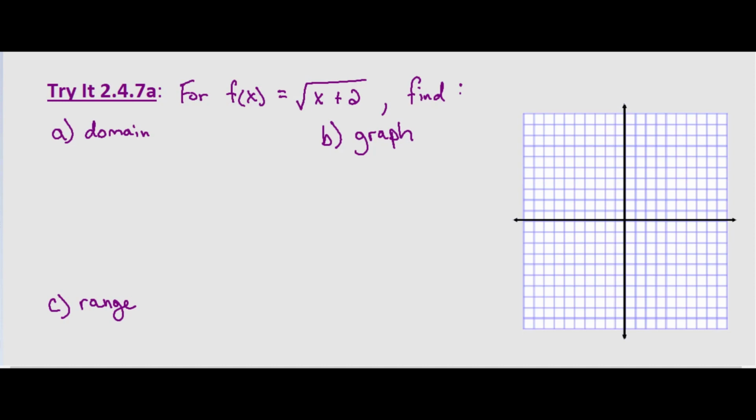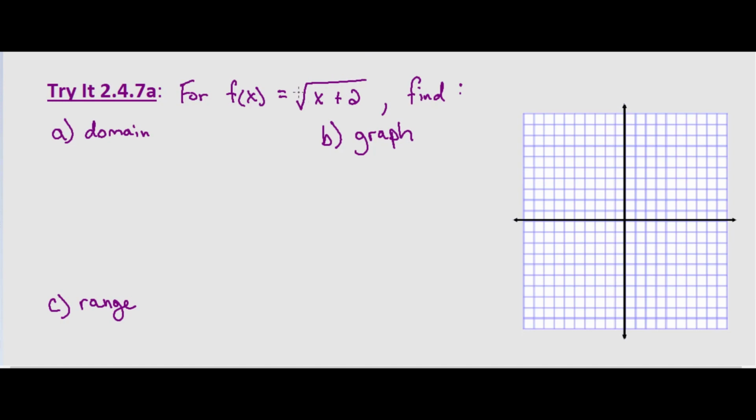In this try it exercise, we're given a radical function, and we're asked to find the domain, to graph it, and then based on the graph to give its range. We'll give those in interval notation as well. So we're given f of x equals the square root of x plus 2.